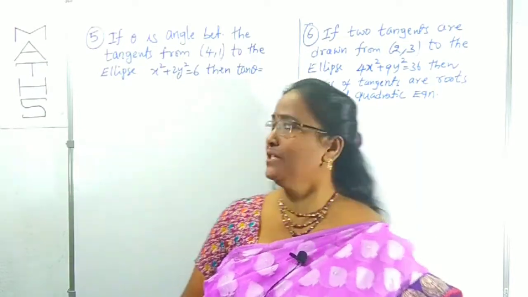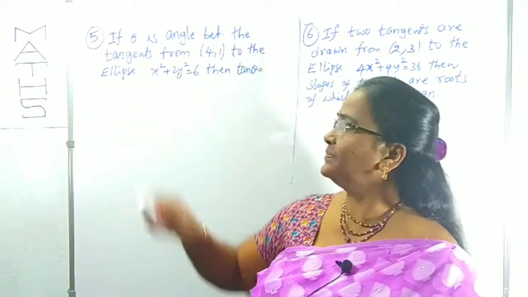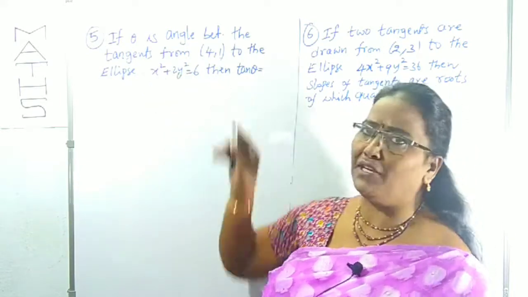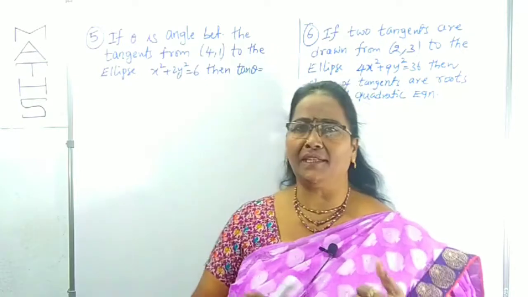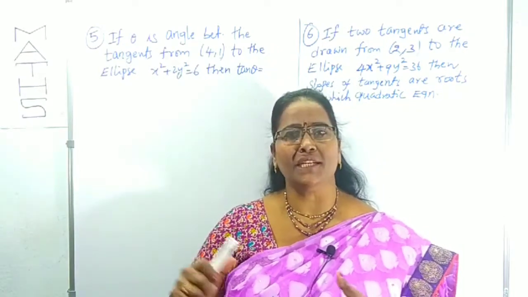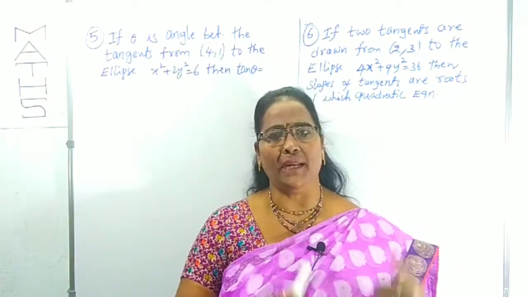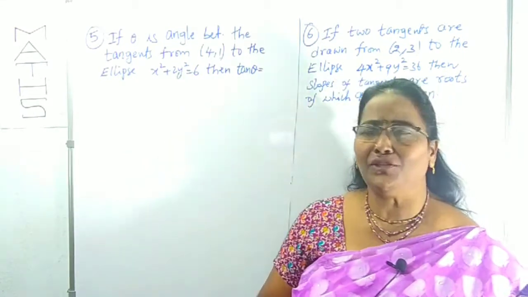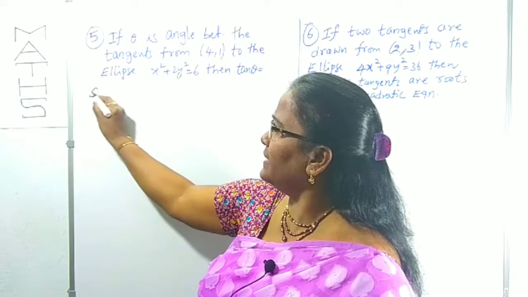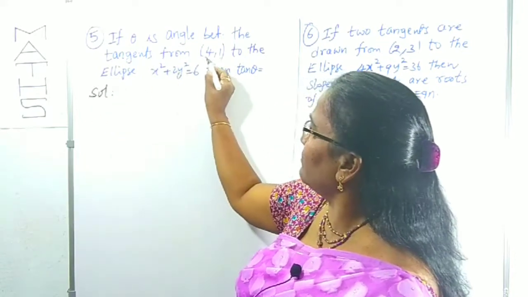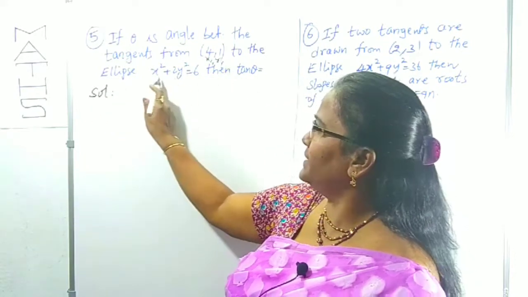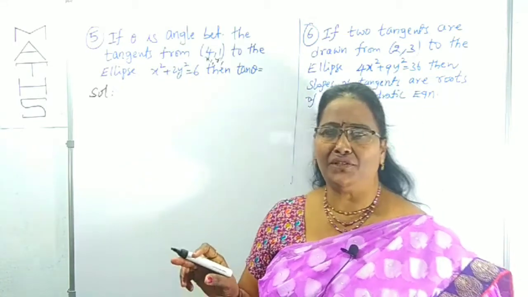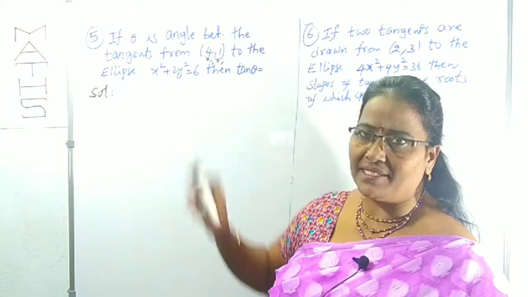So what is question number 5? If theta is the angle between the tangents from the point (4, 1) to the ellipse. Theta is the angle between the tangents which are drawn from the point to the ellipse. Then finally we can find tan theta. To find this, we can take the given point as x1, y1, right? And we can reduce this ellipse into standard form. To reduce into standard form, what you have to do? Just simply divide by 6.